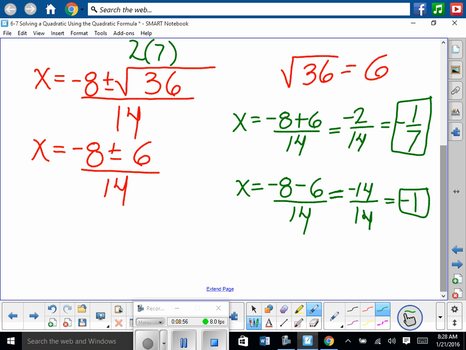Will there ever be a case where both x's will be the same? Yes, there will be. Is there a trick to get there? No, it'll be the same process, and we'll get more into that.